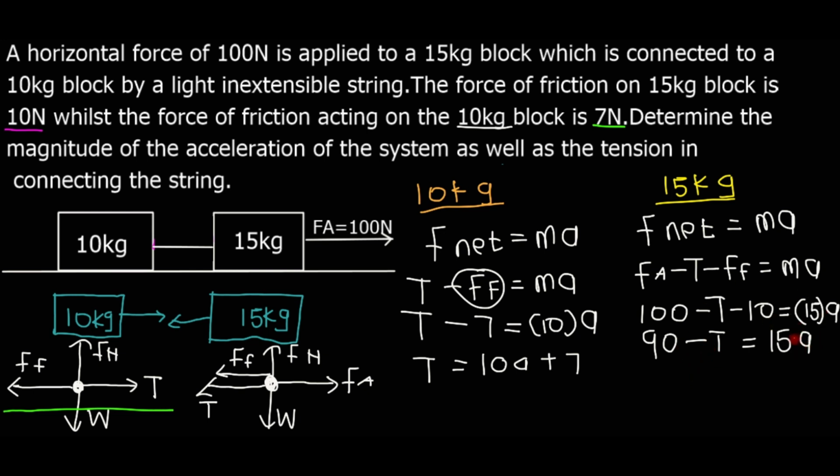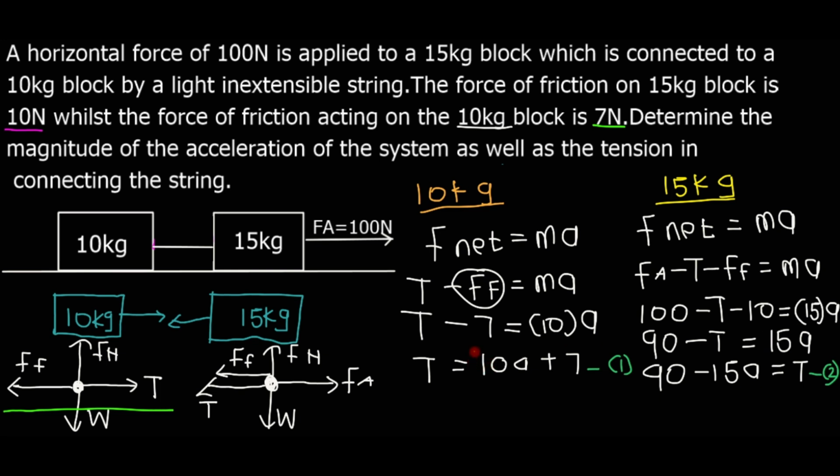Then I take this tension to the other side, and take this 15A to this side, because I want to make T the subject. So 90 minus 15A equals T. This one I will call equation 1, and this one equation 2.